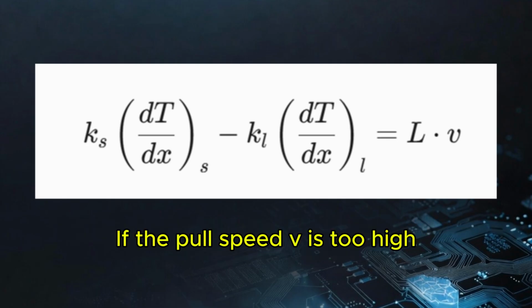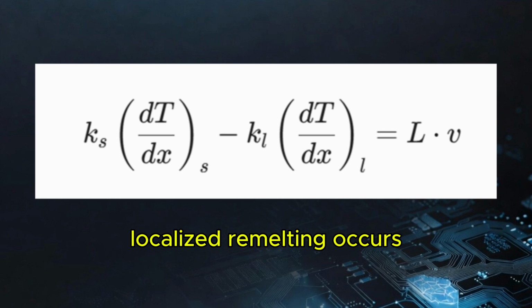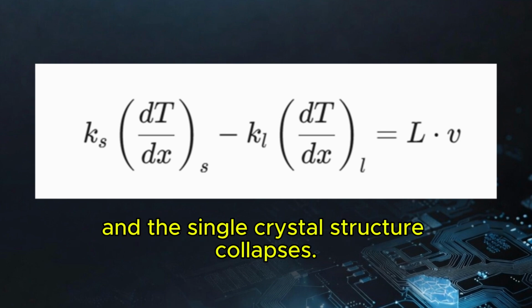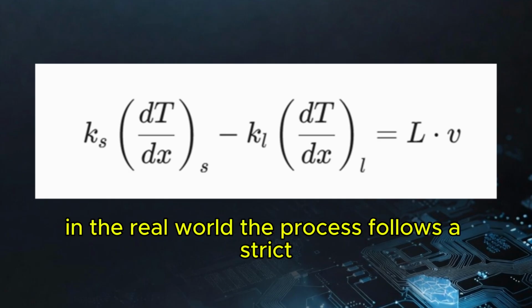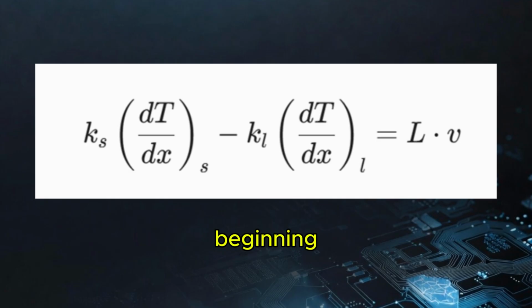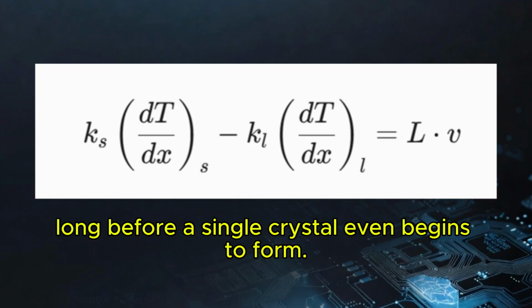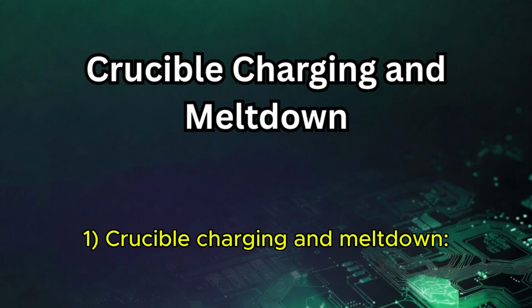If the pull speed V is too high, the latent heat builds up, localized remelting occurs, and the single crystal structure collapses. To execute this delicate thermodynamic balance in the real world, the process follows a strict, highly sequential engineering phase, beginning long before a single crystal even begins to form. Number 1. Crucible charging and meltdown.